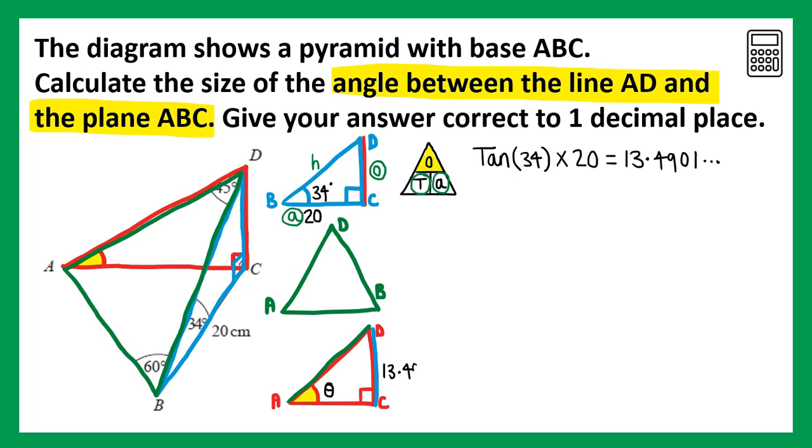as 13.49. Next, looking at the green triangle, I can label this angle as 45 degrees, which is given. I can also label this angle as 60 degrees, which is given. This will allow me to find the missing angle in the triangle by doing 180 minus these 2 angles, which gives me 75 degrees.